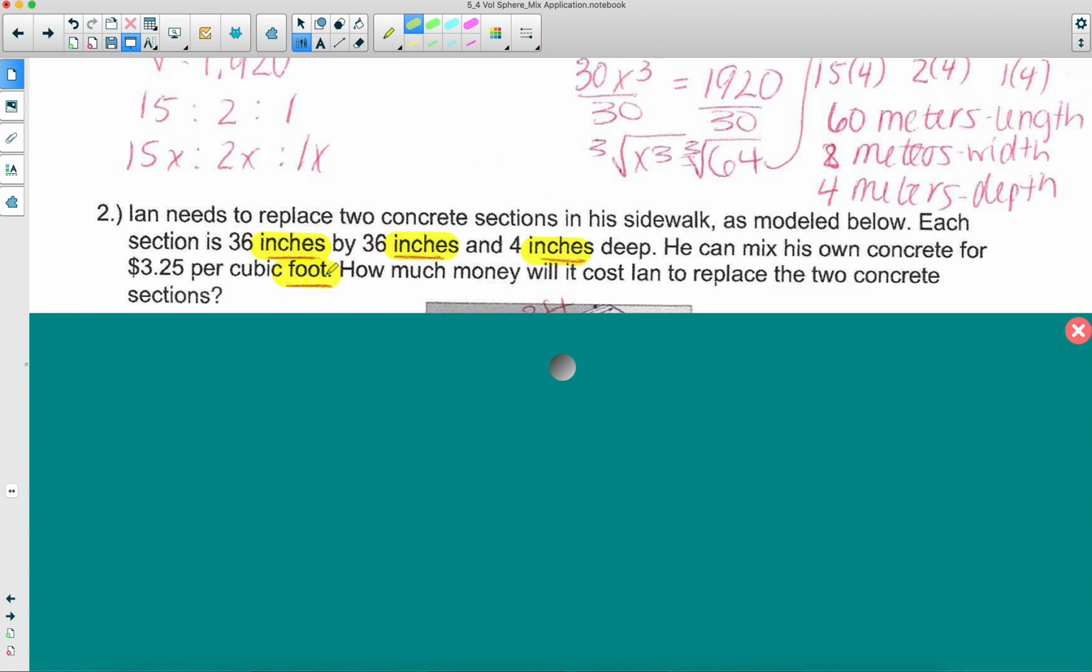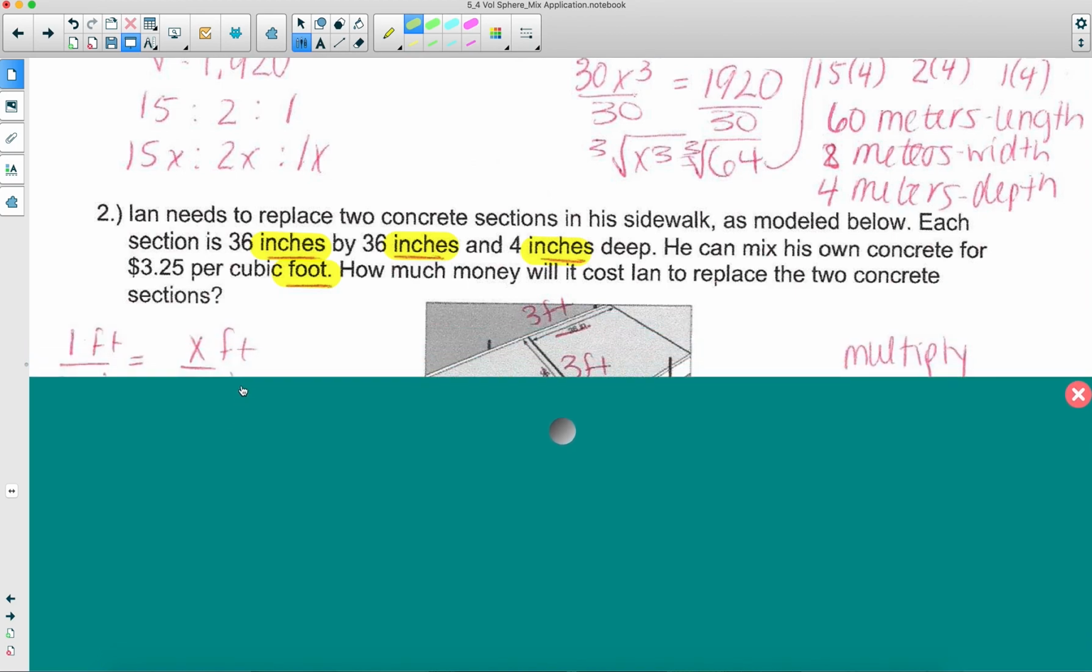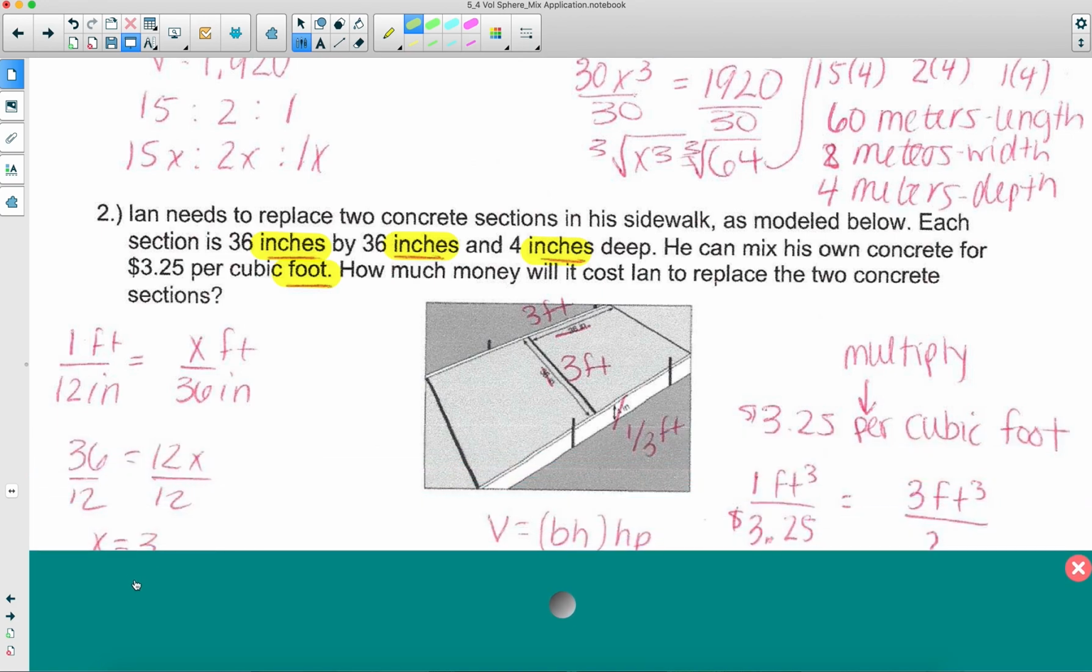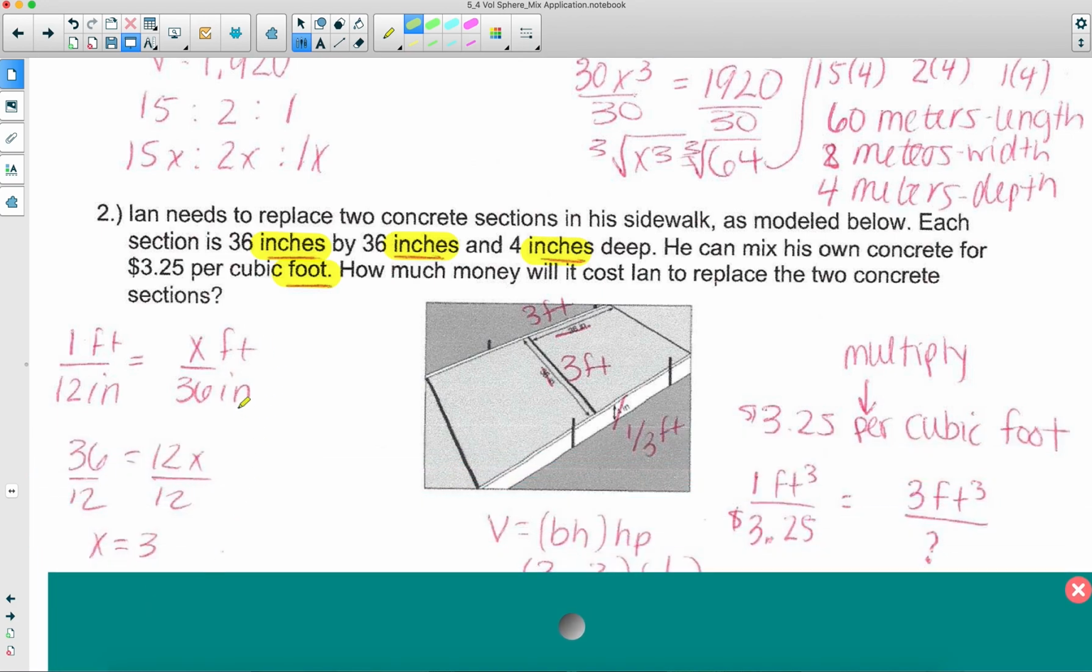So I find it easier to say, okay, well, let's take inches and turn them into feet because we should know that there are 12 inches in 1 foot. So take a look at how we do that. 1 foot has 12 inches. One of the sections is 36 inches. So I know if it is 36 inches, how many feet is that? That's my x. So you can create proportions like this to help convert inches into feet. And when we do that, we cross multiply, we divide, and we find that 36 inches is actually 3 feet. So notice wherever I see 36 inches, I crossed it out and I put 3 feet.